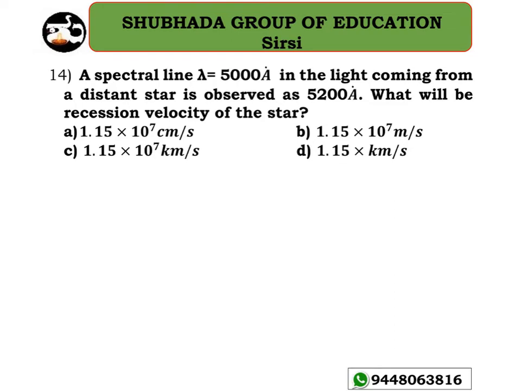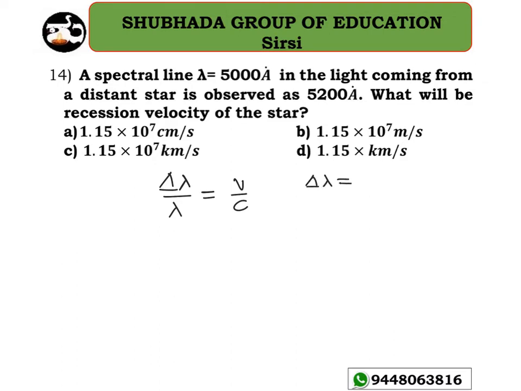A spectral line lambda equal to 5000 angstrom in the light coming from a distant star is observed as 5200 angstrom. What will be the recession velocity of the star? In this problem, the concept behind it is the Doppler effect. According to the Doppler effect, the change in wavelength delta lambda divided by the actual wavelength lambda is equal to v divided by c.